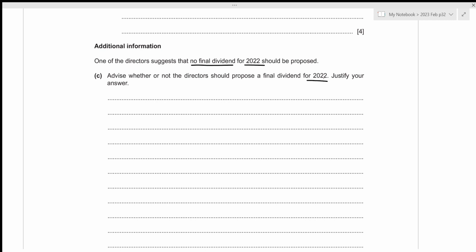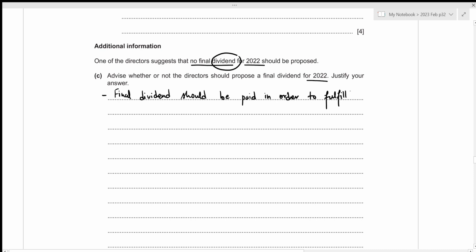So while investing in any sort of business, the shareholders have certain expectations to get something in return, and that return is basically the dividend. So if we're not paying out any final dividend, then it means that we cannot fulfill the expectation of shareholders. So final dividend should be paid in order to fulfill the expectation of shareholders.